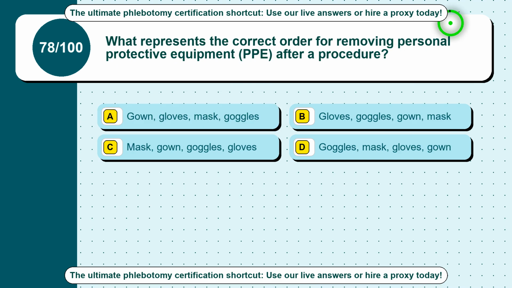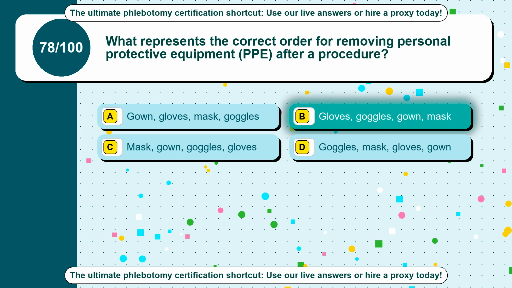Question 78. What represents the correct order for removing personal protective equipment, PPE, after a procedure? Option A, gown, gloves, mask, goggles. Option B, gloves, goggles, gown, mask. Option C, mask, gown, goggles, gloves. Option D, goggles, mask, gloves, gown. The correct answer is option B, gloves, goggles, gown, mask.